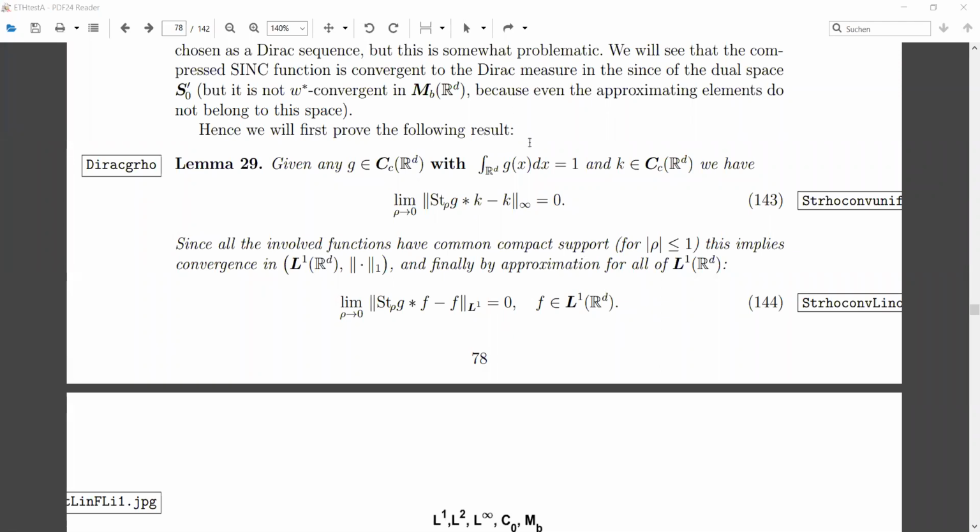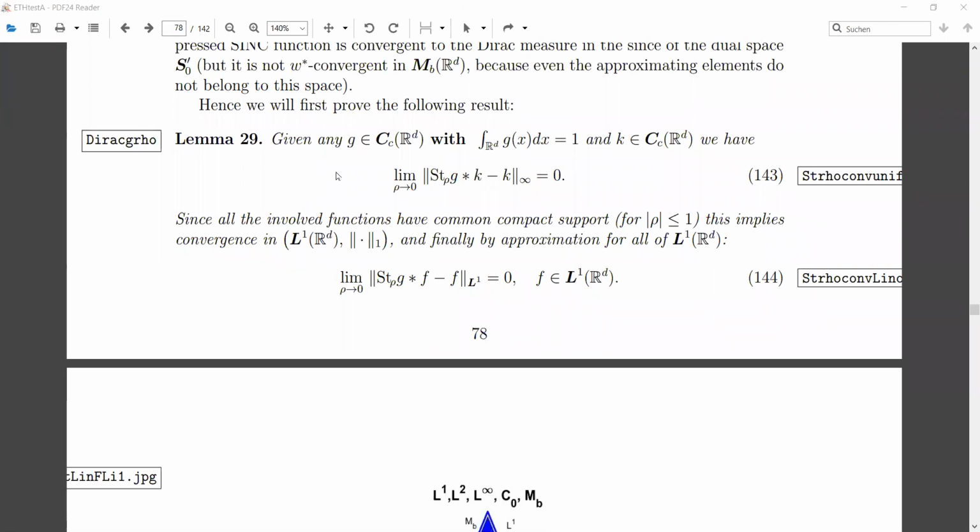So let me start our session today with summarizing from the extra script in the current version of November 3rd the things that we have done already so far. Lemma 29, which we have on the screen, states that if you take a nice function G which has integral 1 and you apply it to a nice other function K by compressing it, the area preserving compression, you will observe pointwise convergence, actually uniform convergence, because the support of the compressed G is shrinking, the K has fixed support, so everything is happening in a box.